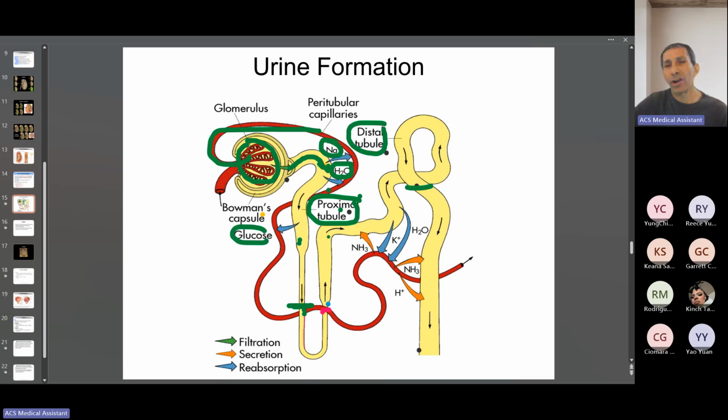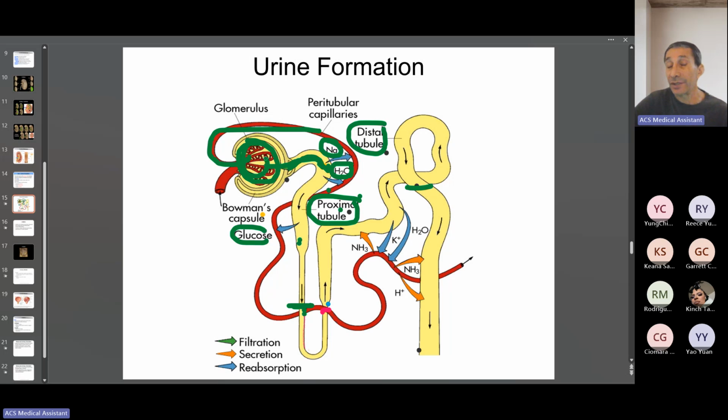All those things that are needed, magnesium, anything that is needed that accidentally passes as a waste is going to return back to the blood flow. That's what is called reabsorption. Remember, it was filtered already.